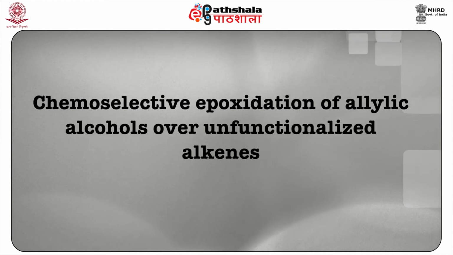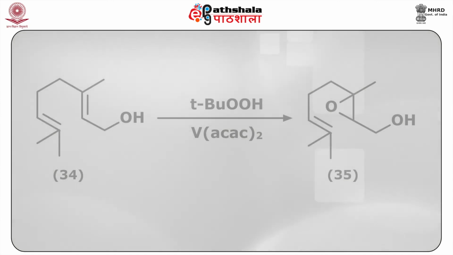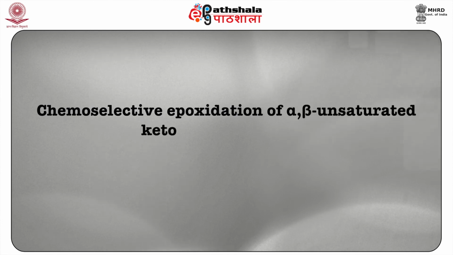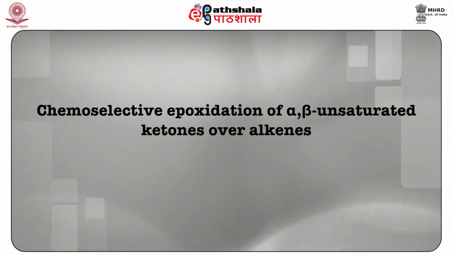Chemoselective epoxidation of allylic alcohols over the unfunctionalized alkenes. Epoxidation of 3,7-dimethyl octa-2,6-dien-1-ol in the presence of tertiary butyl hydroperoxide and vanadyl acetylacetonate to give (3-methyl-3-(4-methylpent-3-enyl)oxiran-2-yl)methanol.